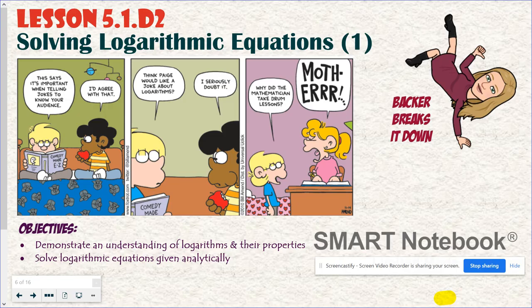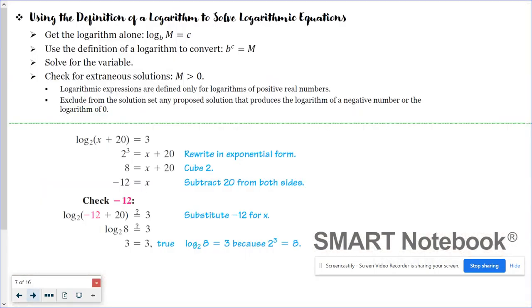In this episode, we are going to solve logarithmic equations. There are two ways of solving a logarithmic equation. One of them involves using the definition of logarithm. We use the definition of logarithm whenever we have log equals a number, so there's a logarithm on one side of the equation.